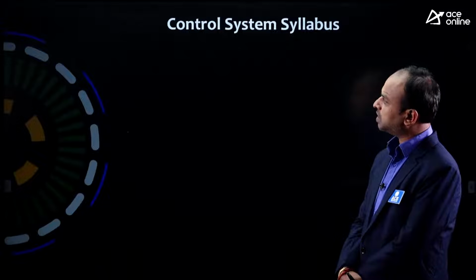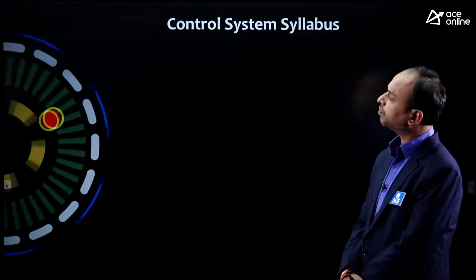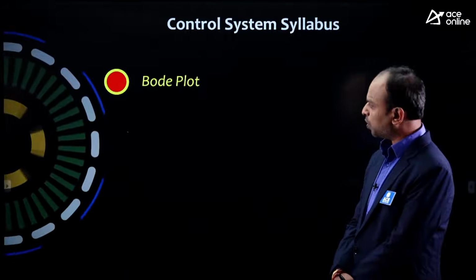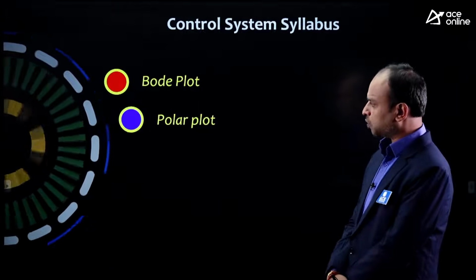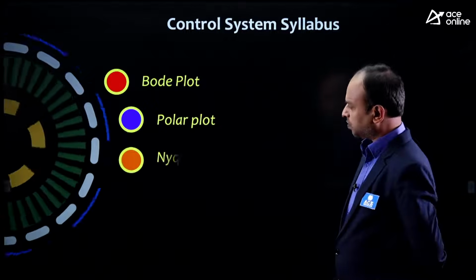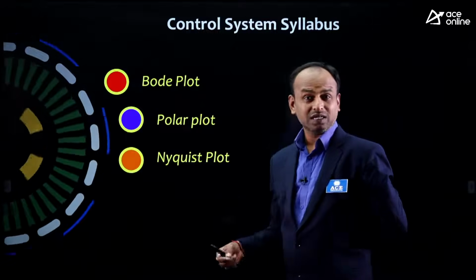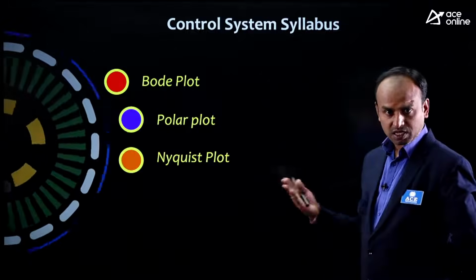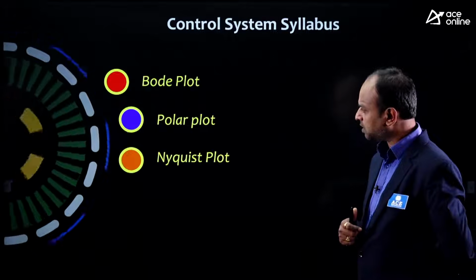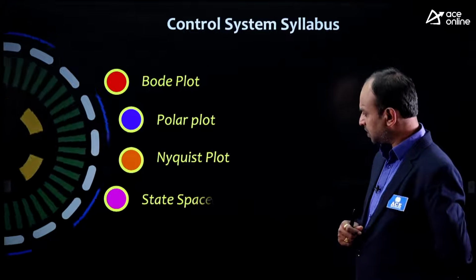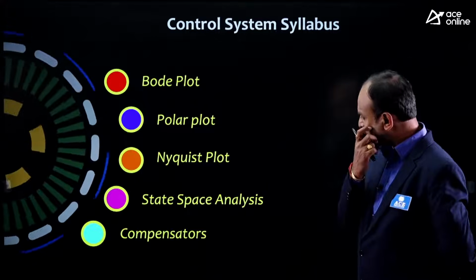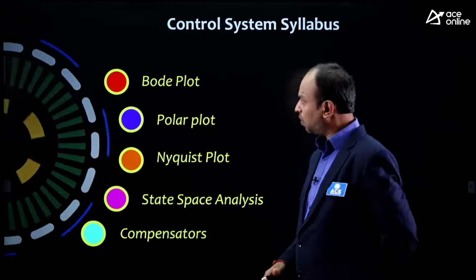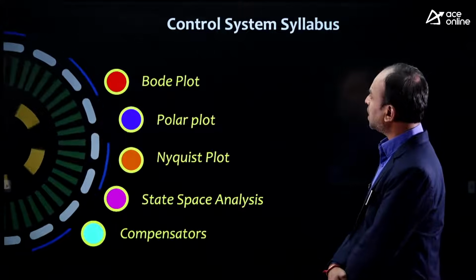Now one more chapter is the frequency domain methods for stability. First, Bode plot, with which we can find the stability. Polar plot is also a frequency domain method to find the stability, and then Nyquist plot. So these three are the frequency domain methods, whereas Routh-Hurwitz and root locus are the time domain analysis. Then we have state space analysis, and lastly compensators and controllers. This is the syllabus for control system for GENCO.